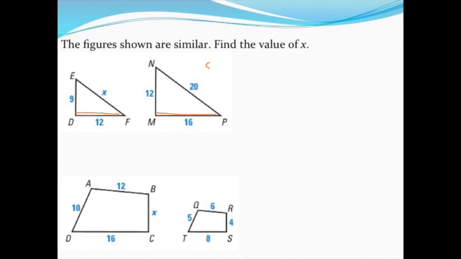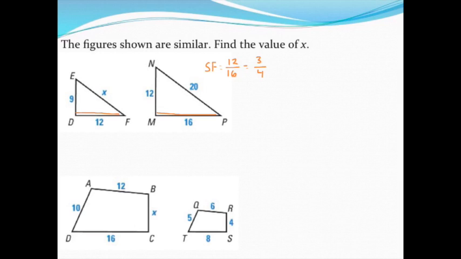So what I'll do is that I'll set up my scale factor. The two sides that I used that match up were 12 from the bottom of the smaller triangle and 16 from the bottom of the larger triangle. Simplifying that scale factor or that ratio gets me a simplified answer of 3/4.